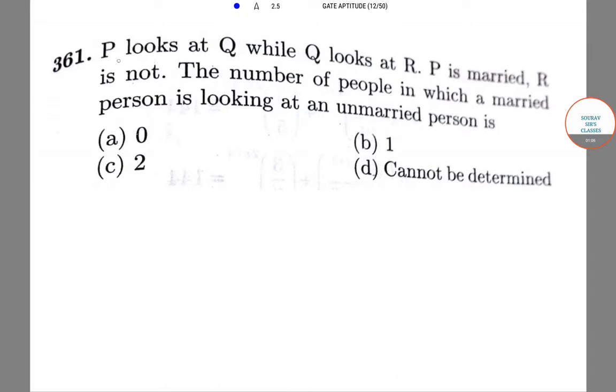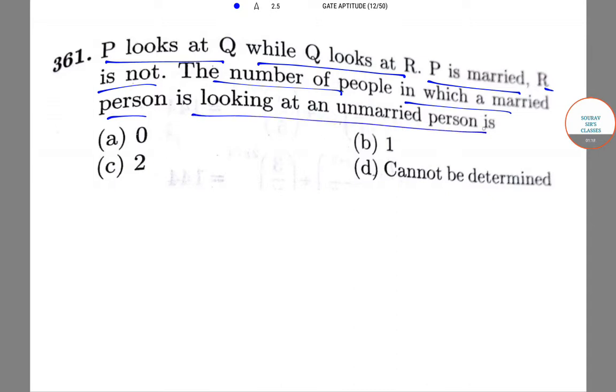The next question is, P looks at Q while Q looks at R. P is married, R is not. The number of people in which a married person is looking at an unmarried person is option A 0, option B 1, option C 2, and option D cannot be determined. Now in this question, we do not know the marital status of Q. So initially, let Q be married.